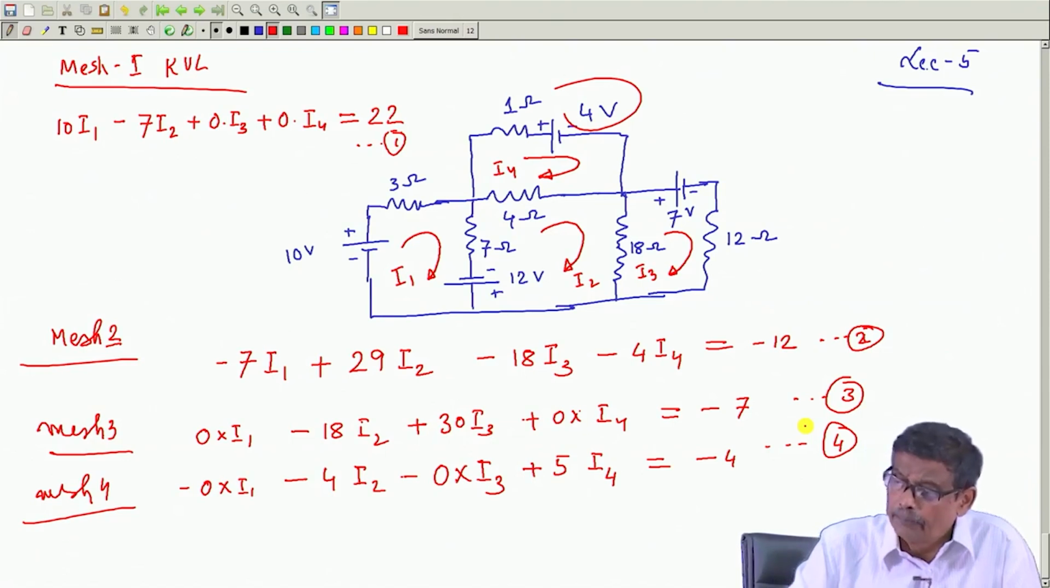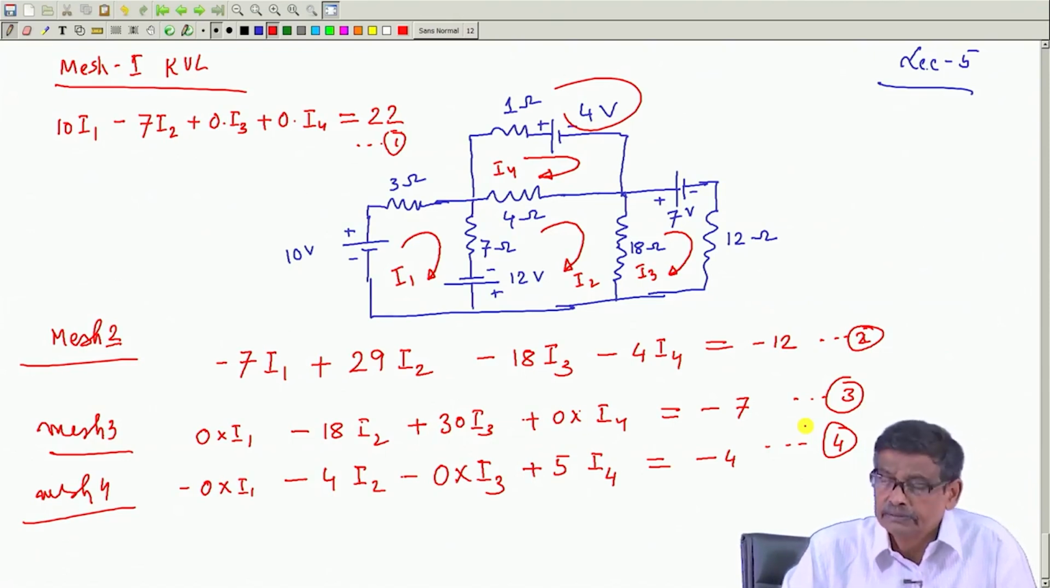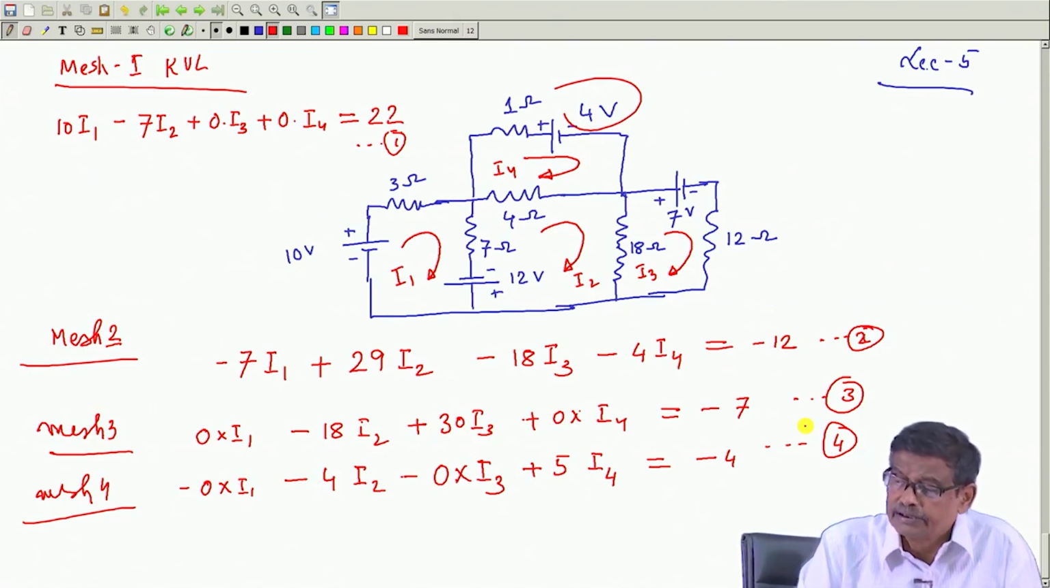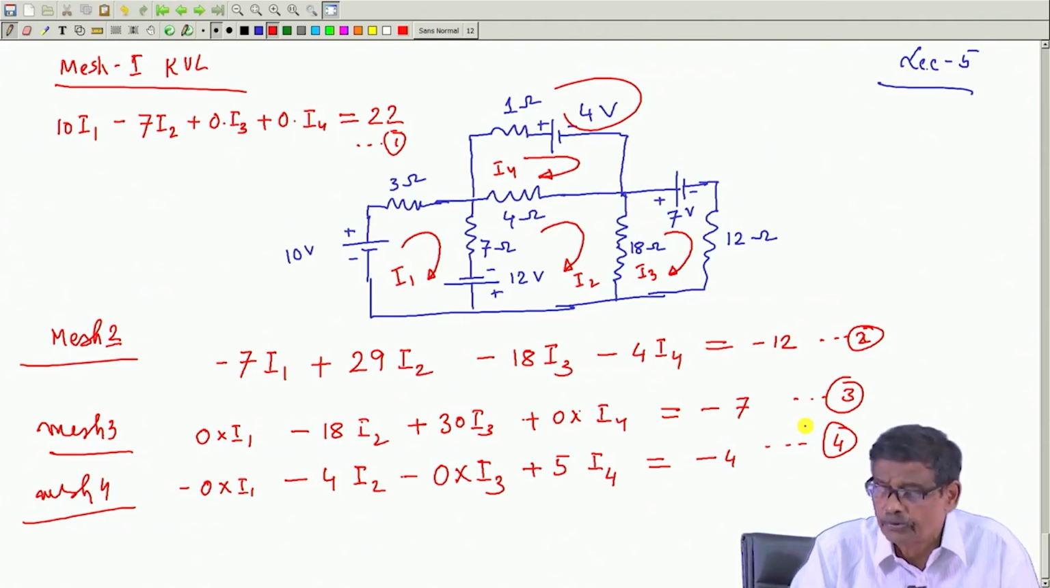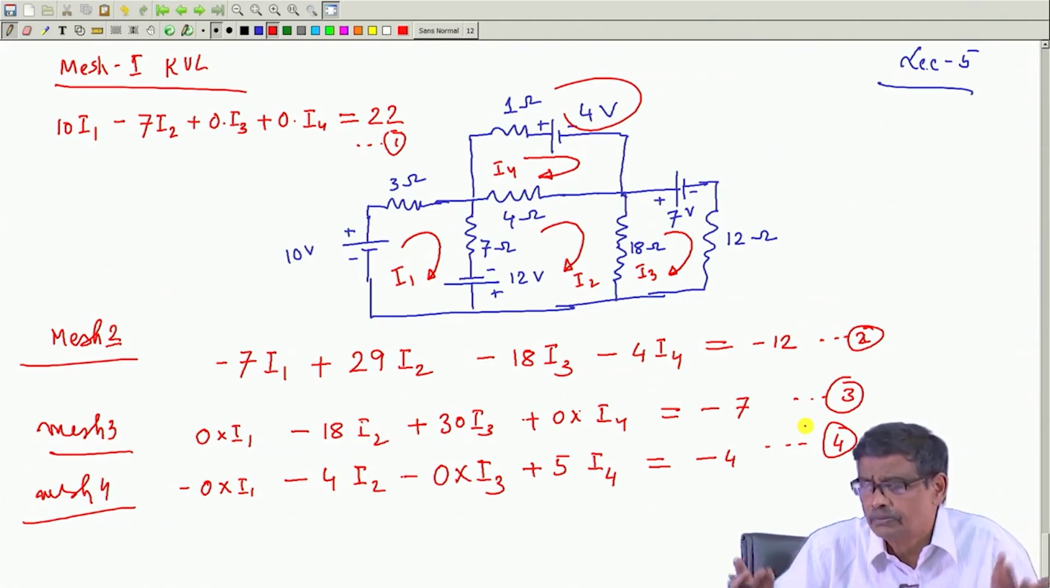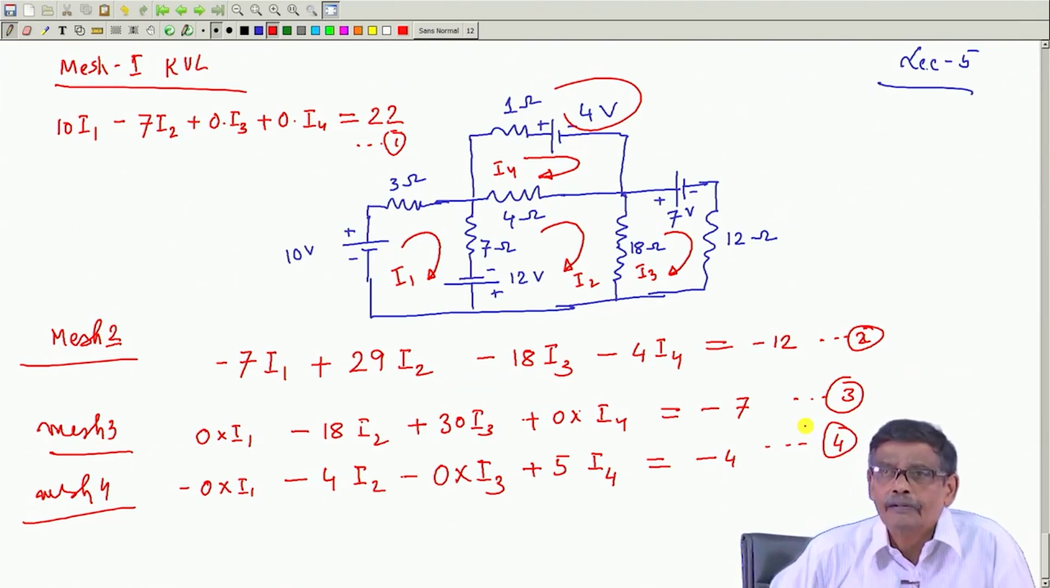But nonetheless, after you solve this, finding the branch currents will be a very easy task. In this resistance and 10 volt battery branch, this will be I 1 only. In this branch, it will be either I 1 minus I 2 if you show it from top to bottom, or bottom to top, I 2 minus I 1 and so on.